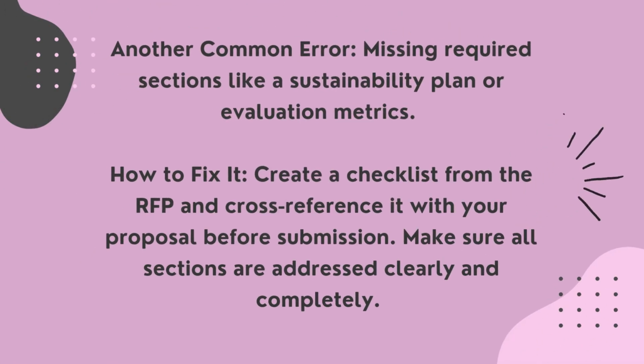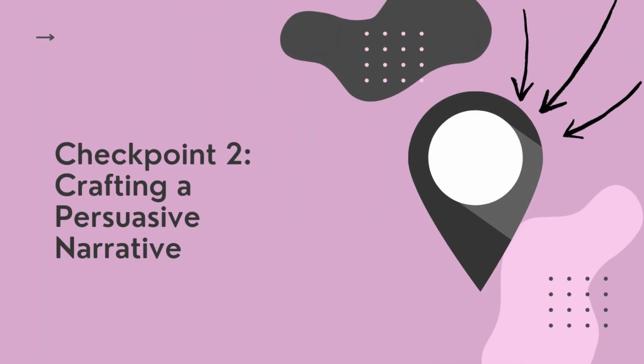Another common error: missing required sections like a sustainability plan or evaluation metrics. How to fix it: create a checklist from the RFP and cross-reference it with your proposal before submission. Make sure all sections are addressed clearly and completely. Checkpoint 2. Crafting a persuasive narrative.